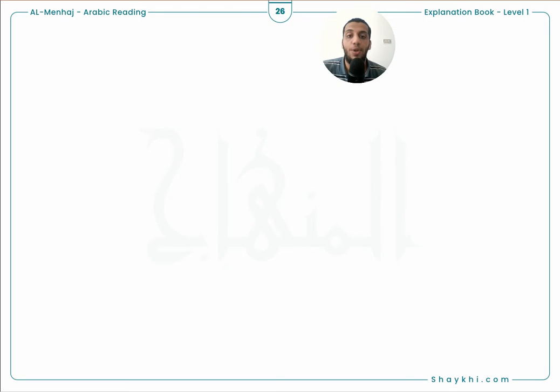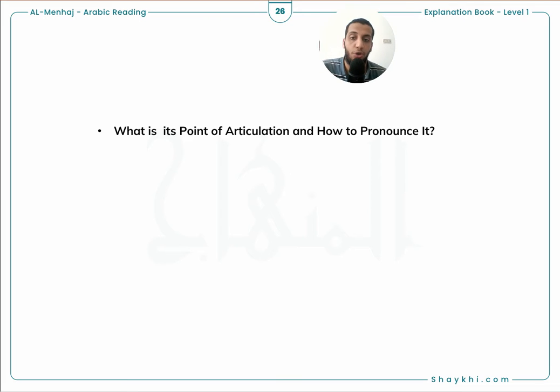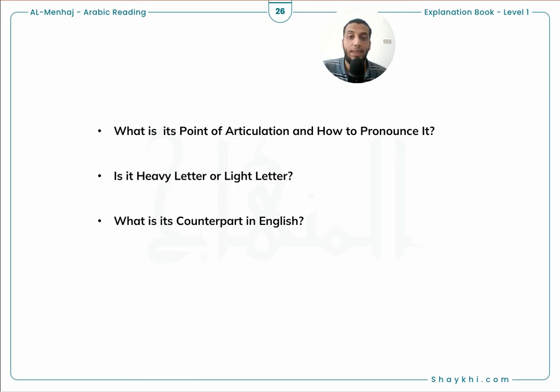As we know, we discuss all letters through these four questions. The first one: what is the point of articulation and how to pronounce it? The second one: whether this letter is heavy or light. The third one: what is the counterpart of this letter in English? The fourth one: what about the common mistakes when pronouncing this letter?